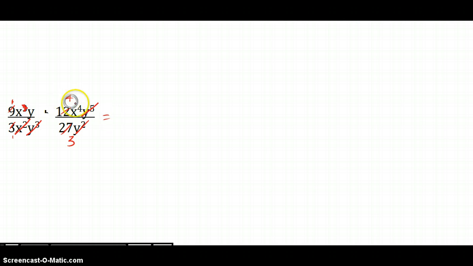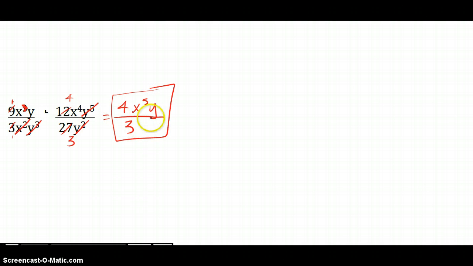then we can multiply. So we have 4 left, and the x's, I have an x here and x to the 4th, so that's x to the 5th. Because remember, when you multiply, you add exponents. And I also have a y left. And on the bottom, it looks like I have a 3, and all of my x's and y's canceled. So this is completely simplified.